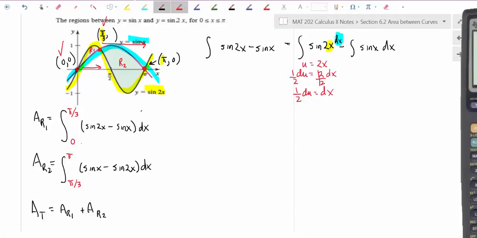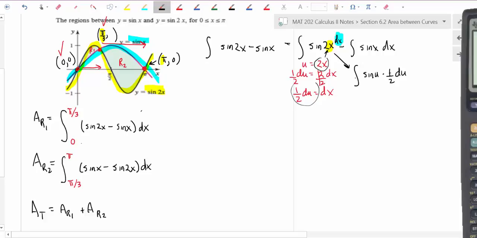So what I'm working on first is the integral of sine of u, since we let u be 2x. Dx is equal to 1/2 du. So we can move the 1/2 in front of the integral, and then we're able to do this integration. This integral will be 1/2 times the integral of the sine, which is negative cosine of u. So we'll have that.